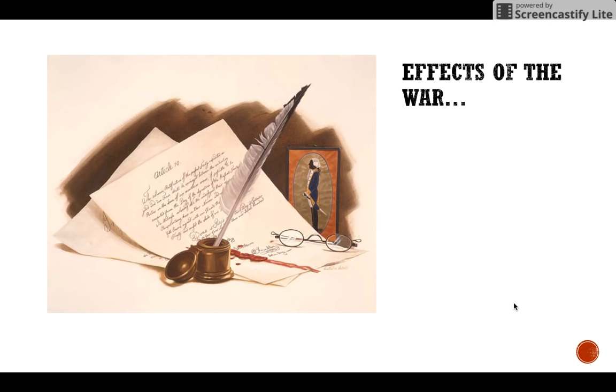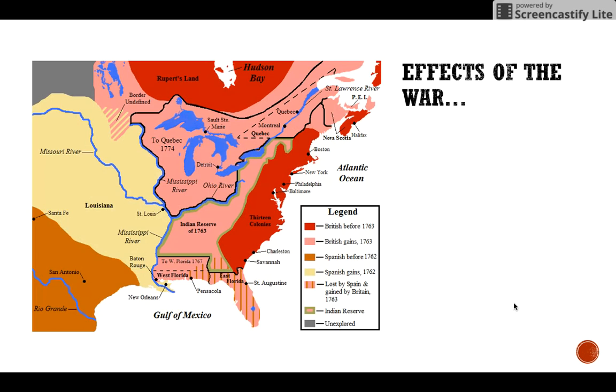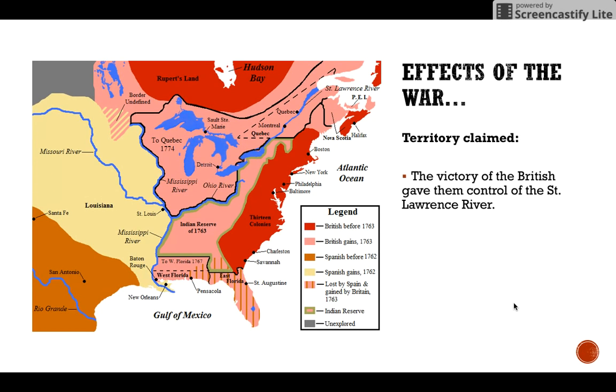So some of the effects of the war included this. One, they signed a treaty in 1763. It was called the Treaty of Paris. Under the terms of this treaty, France lost most of its colonial empire in North America. So with that territory, who claims it now? Well, because the British won, they get to claim that territory.